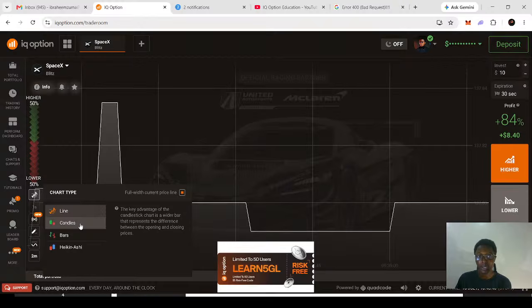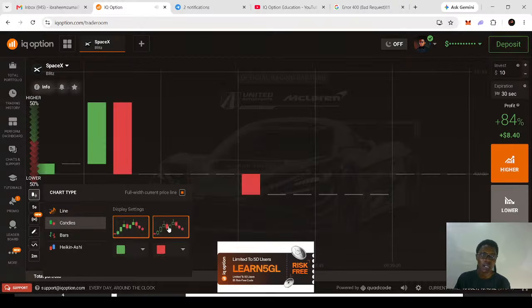So there are two different candles. There are the Japanese candles, but we're just going to be using the standard candles, and so these are the candlesticks that we're going to be using. So you just click candles, and as you can see, now we have the candlesticks.